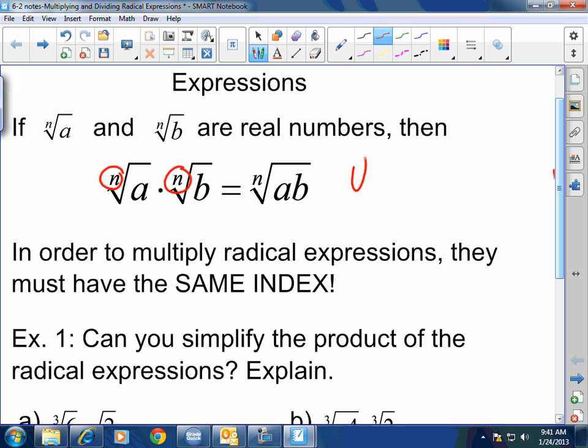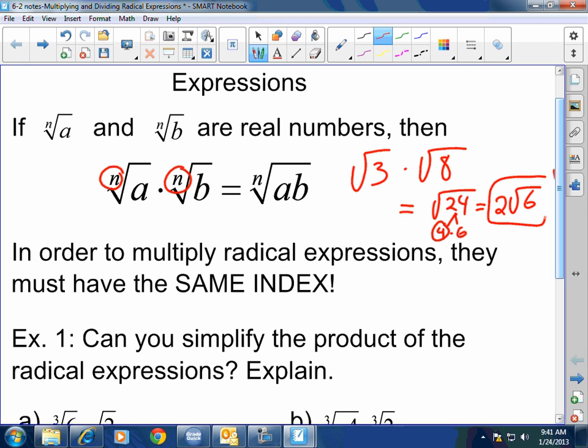So if I have the square root of 3 times the square root of 8, that's going to equal the square root of 24. And then guess what, guys? This is where the beauty of radicals comes in. Isn't 24 4 times 6? Yeah. What's the square root of 4? 2. So this would equal 2 times the square root of 6.